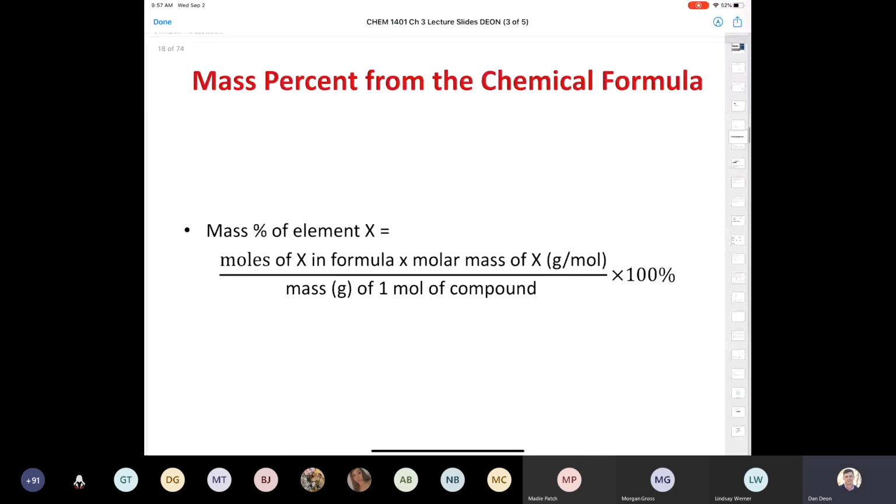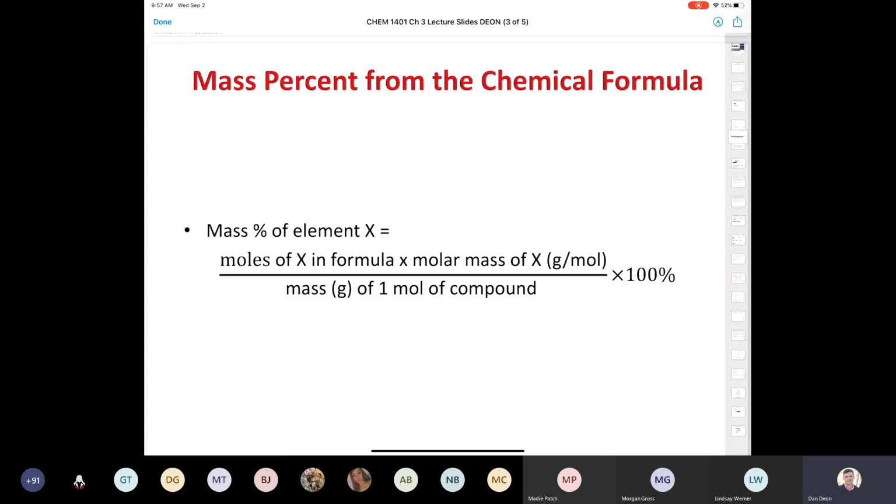Mass percent from a chemical formula. I don't like to use the word simple in chemistry, because chemistry is not simple. But I'd say this is one of the simpler formulas that we look at. If you want to figure out the mass percent of any element in a formula, you just take the mass of that element and you divide it by the total mass of the compound, multiply by 100%.